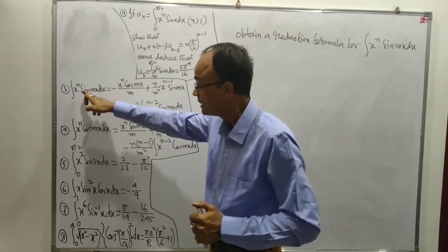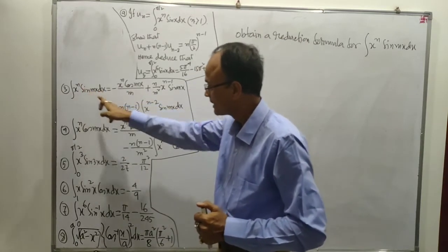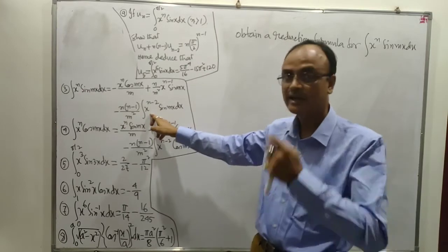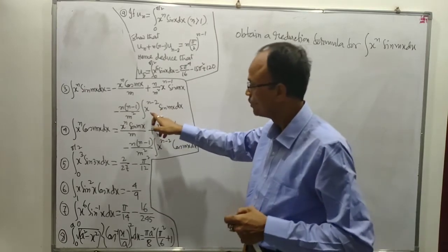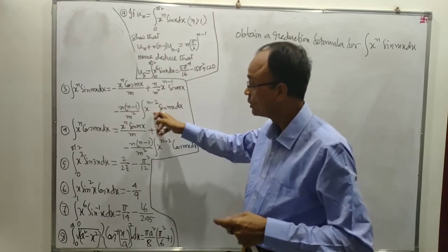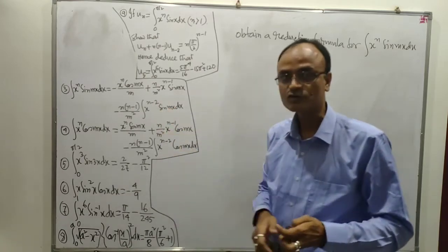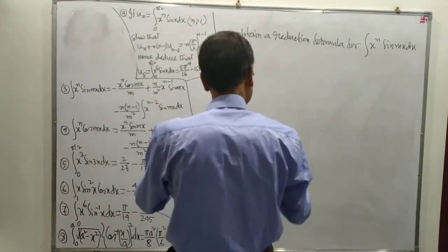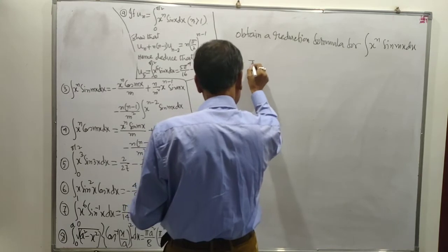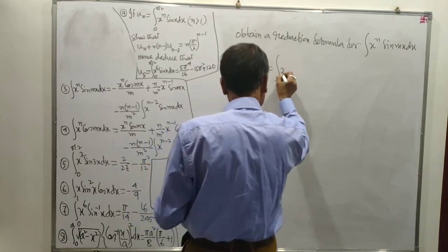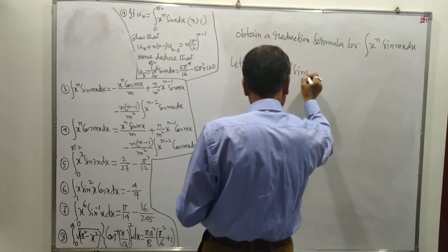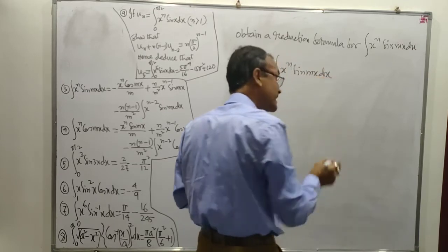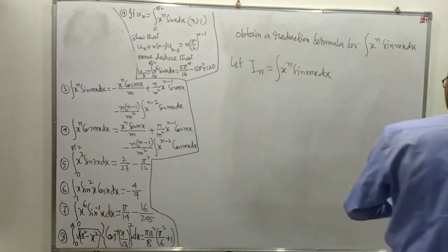You see here x to the power n, and last time we will get an integration involving x to the power n minus 2. Let I_n equal to integration x to the power n sin mx dx.